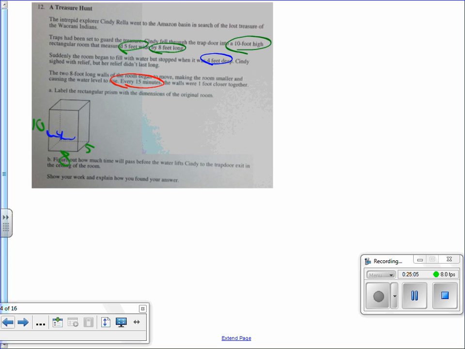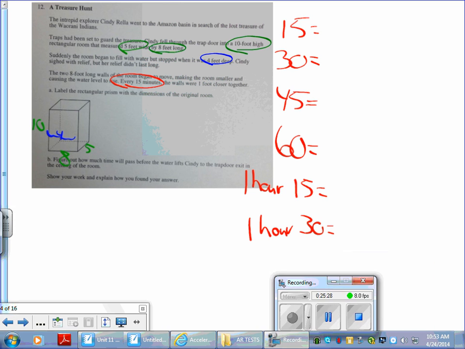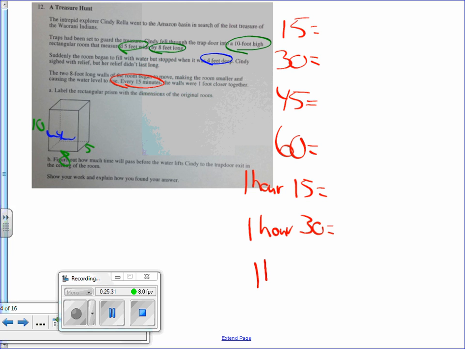So I'm going to be counting by 15s. So over here to the side, I'm going to be writing 15. What's after 15? 30. After that, 45. After that, I've got 60 minutes. After that, I have 1 hour and 15 minutes. After that, I have 1 hour and 30. After that, I have 1 hour and 45. I'm going to stop there. I might have to go to 2 hours, but hopefully Cindy gets out of this cage before that happens. She might not last.